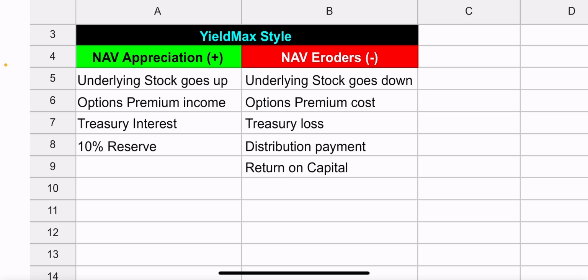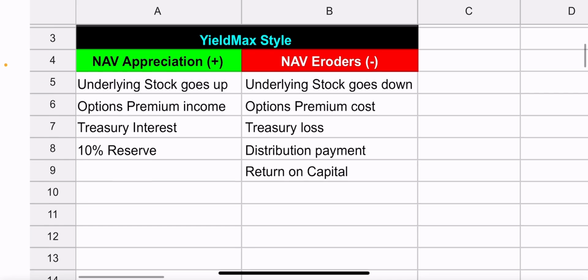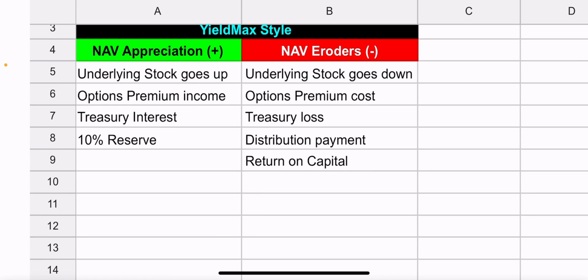So what else? The distribution payment, right? We get paid monthly, and every time we get paid, what happens? The NAV goes down by that payment, right? But that already should have been added to it. That should have been added to the NAV, right? But regardless, it makes the NAV go down, and that's understood. Every time we get paid, the NAV goes down, the price goes down.